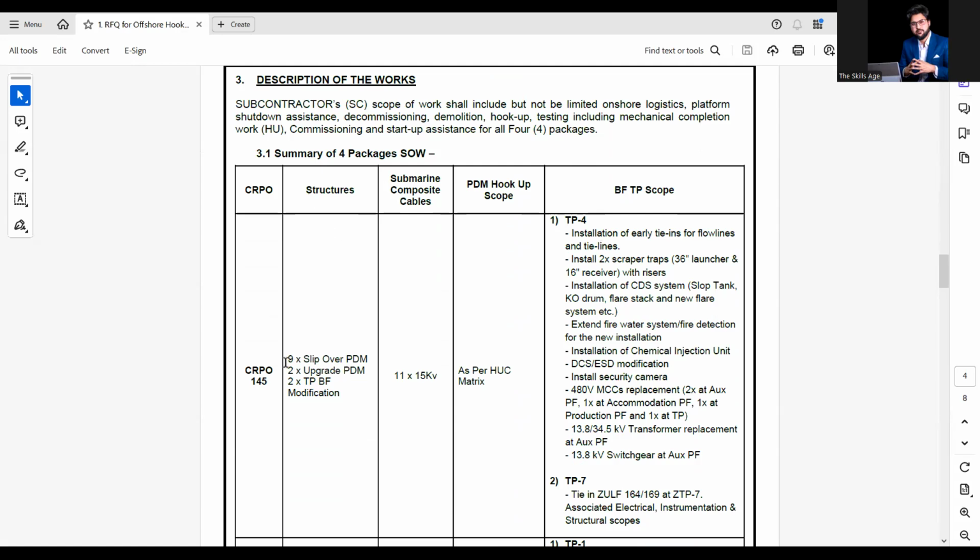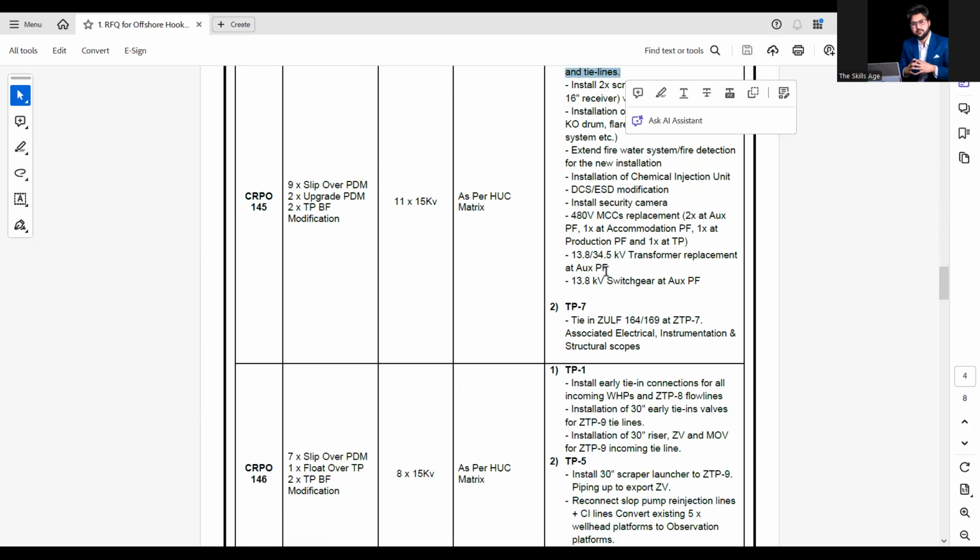This is the structure, nine slips to upgrade. This is submarine composite cables as per the hook-up commissioning matrix. And this is the scope of work. See, this is the platform number, and they have explained each and everything one by one. Just for the sake of understanding, I'm sharing this under fair use, to make you aware of how this document segregates the data.